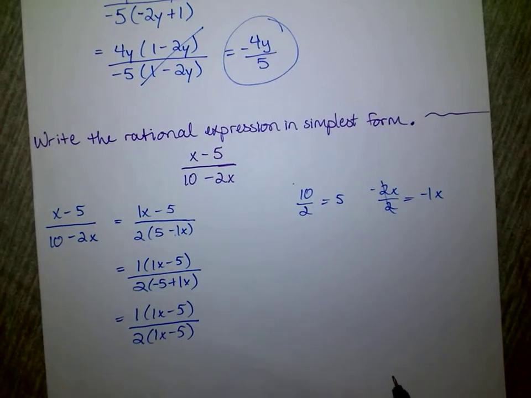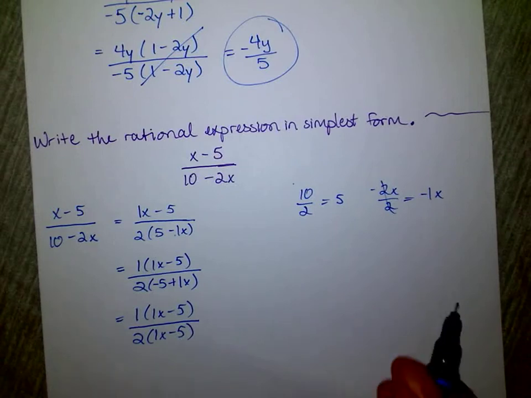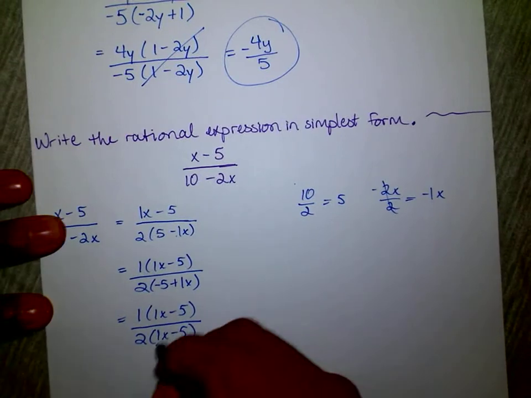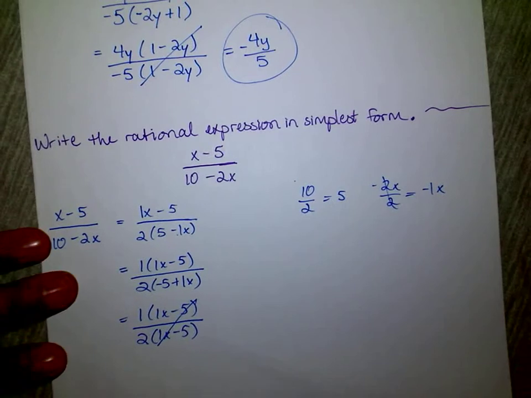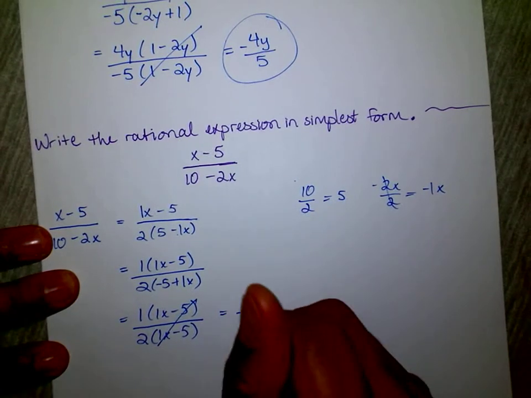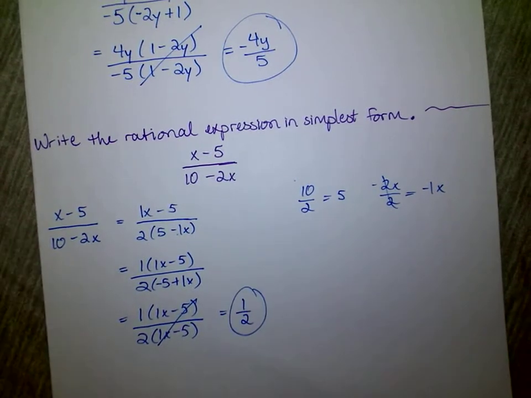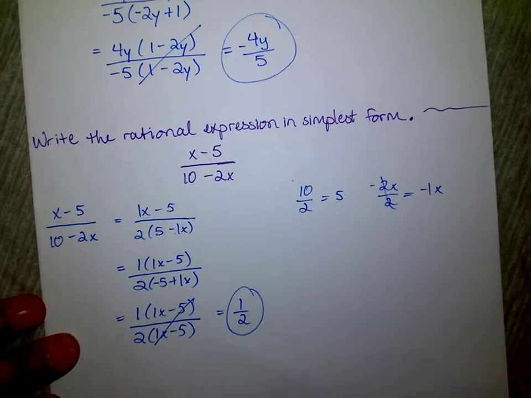Alright, now I can go ahead and simplify. When I do that, those are going to cancel out, so this is going to simply leave me with 1 over 2, and I'm done. Alright, let's move on to the next set of problems.